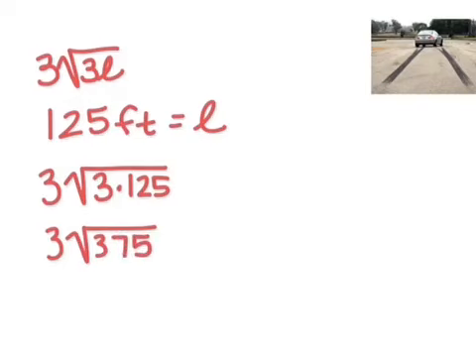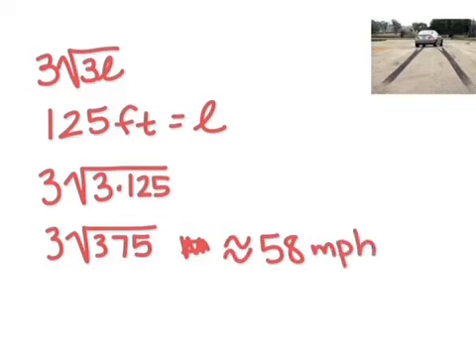Let's use our calculator to approximate the square root of 375. And let's take that times 3. And that's going to give us an answer of, well, let me fix that, of approximately 58 miles per hour. So the police can estimate that the car was going approximately 58 miles per hour at the time the brakes were applied. Now, depending on what the speed limit is in that area, that's either good or bad news for the driver.